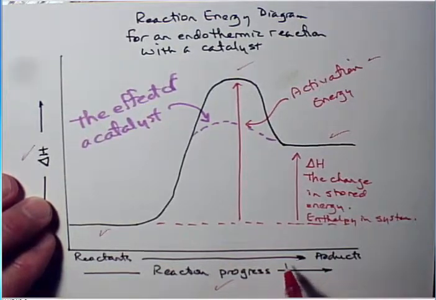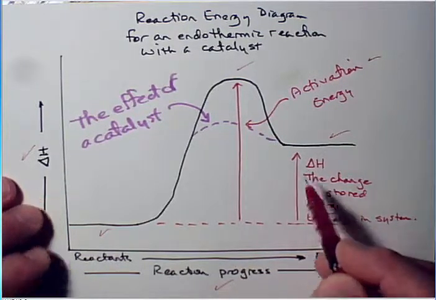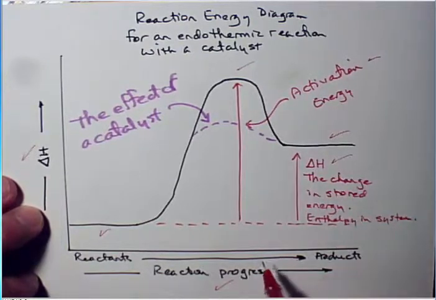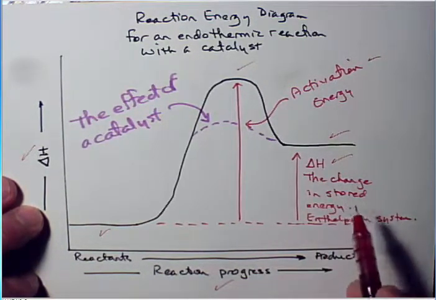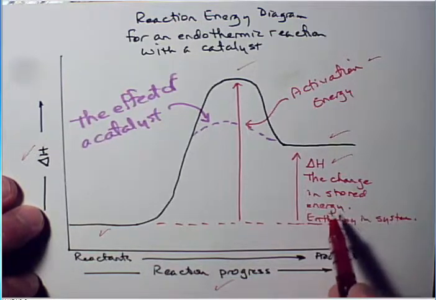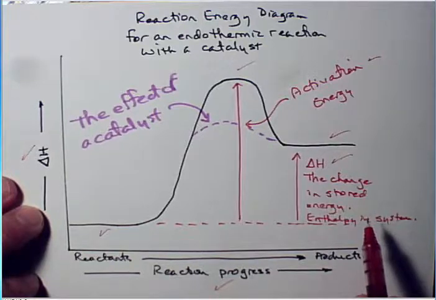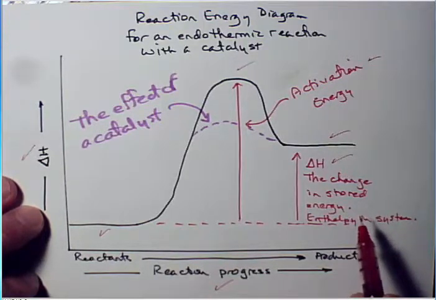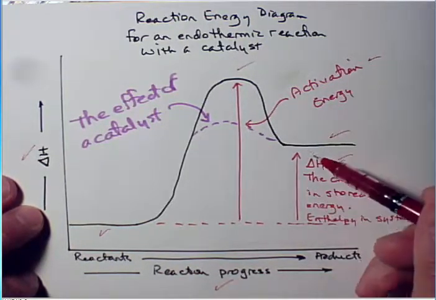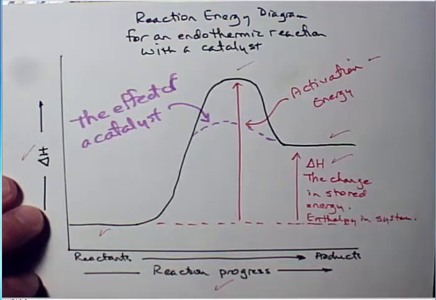That's a point. Okay, you have to label what the change in enthalpy is in the system. All right, you can call it delta H. You can call it change in energy stored in the system, enthalpy in the system. Any of those things is acceptable. Okay, but you have to label properly this change in energy from beginning to end.